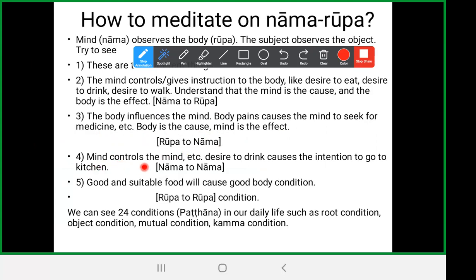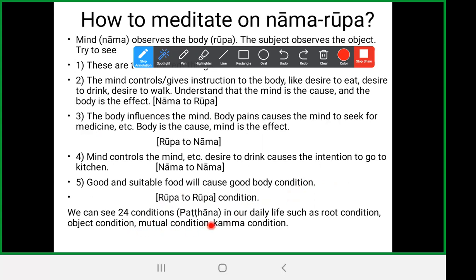Then the mind controls the mind. For example, you have the desire to drink in the mind, and it causes the intention to go to the kitchen to look for water or some juice. This is the nama to nama condition. Sometimes you have good or suitable food, and it will cause a good body condition. This is the rupa to rupa condition. All these we call the Patthana.